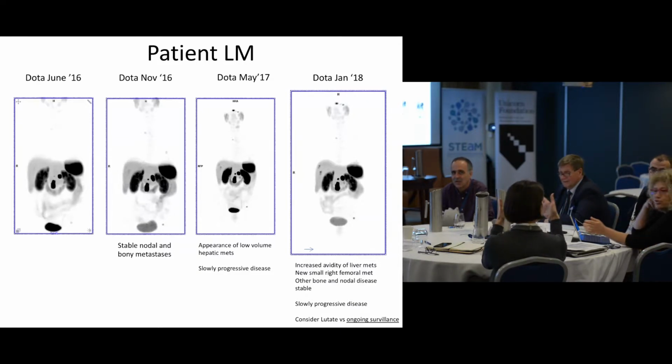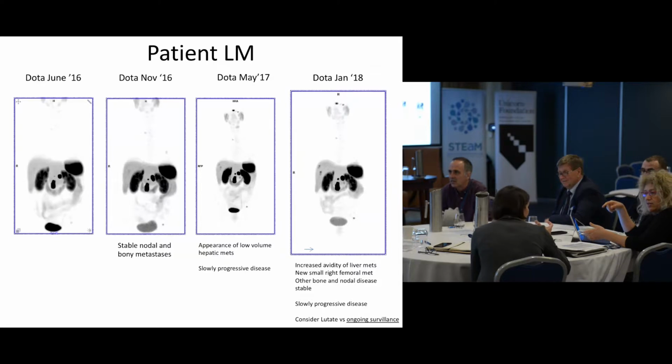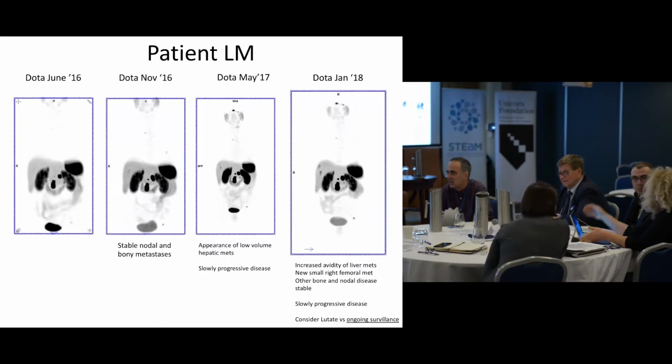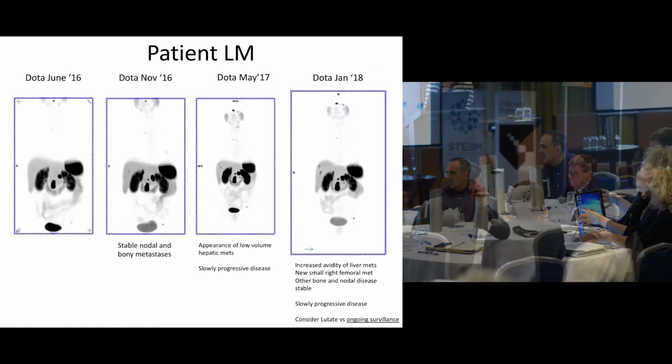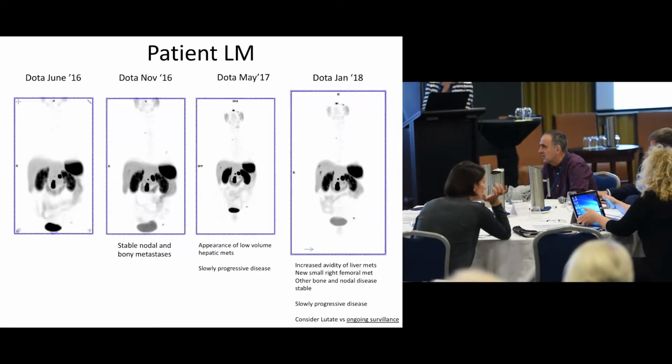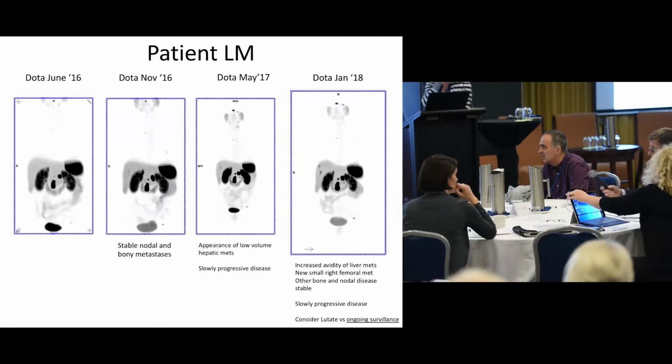So I'll be the devil's advocate and put to the panel that the NETTER-1 study has now shown that patients in this situation have improved overall survival if they're treated with PRRT rather than increased dose SSA. And should that study change our practice in this situation, even though the patient is clinically well and asymptomatic?